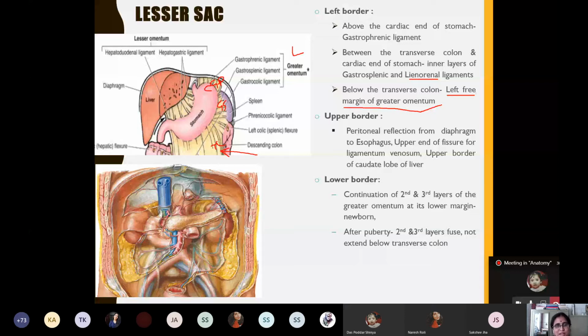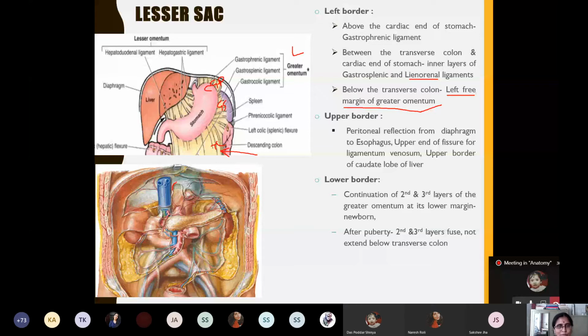Now, my dear student, this narrow part is the upper border of the lesser sac. The upper border is very easy here. You can see the reflection of the peritoneum. This line is the reflection of the peritoneum from the diaphragm to the, what is this? Which part of GIT is this? Esophagus. And here at this point, caudate lobe, and at this point there is a fissure.